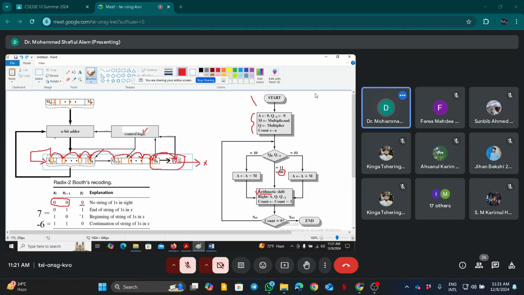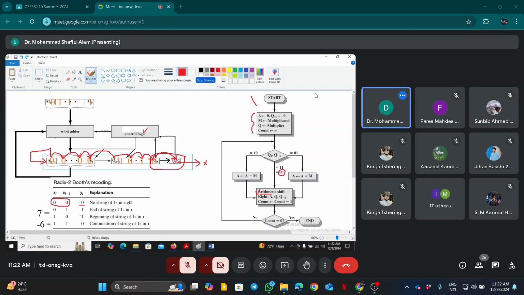We, in fact, feed this most significant bit to that position. This is how it is different from the logical right shift. Okay.